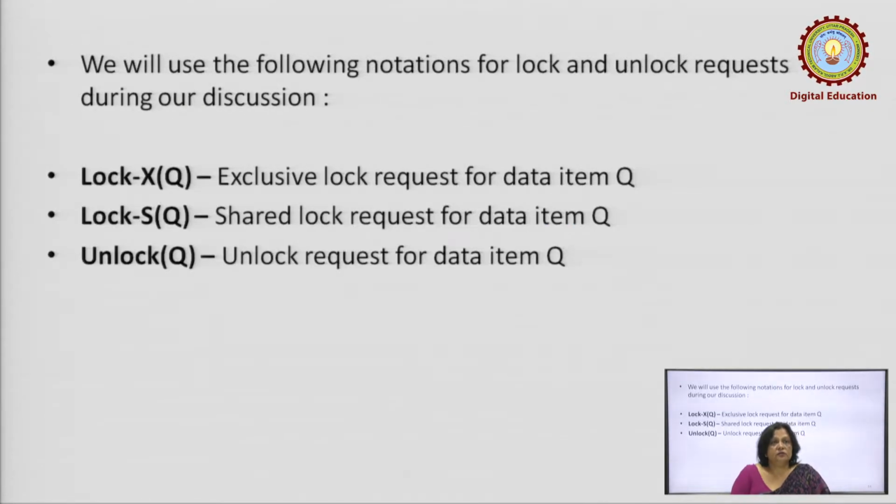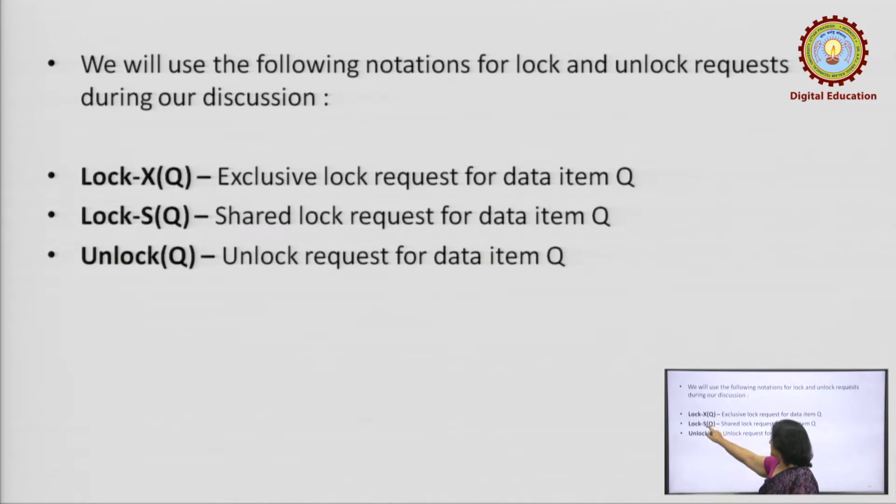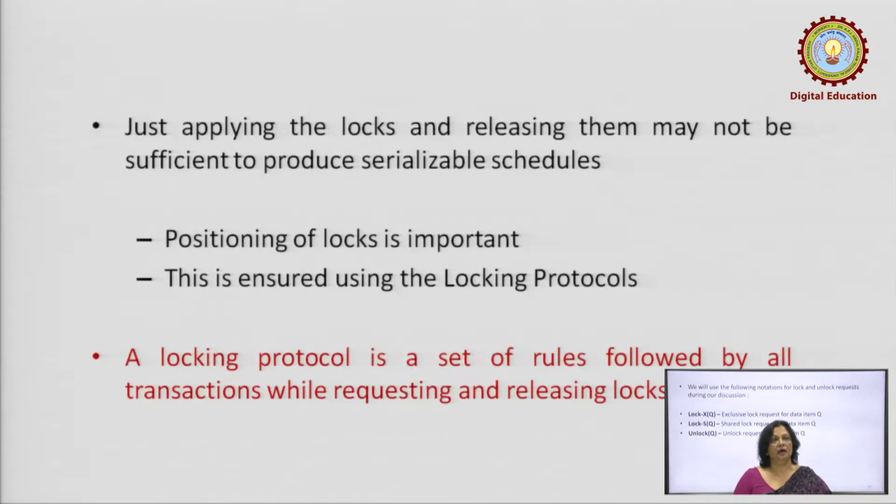We will generally use the following notations for locking and unlocking of the data items. Lock X(Q) means that an exclusive lock is requested on the data item Q. Lock S(Q) means that a shared lock is requested on the data item Q, and unlock(Q) means that the data item Q is being unlocked.